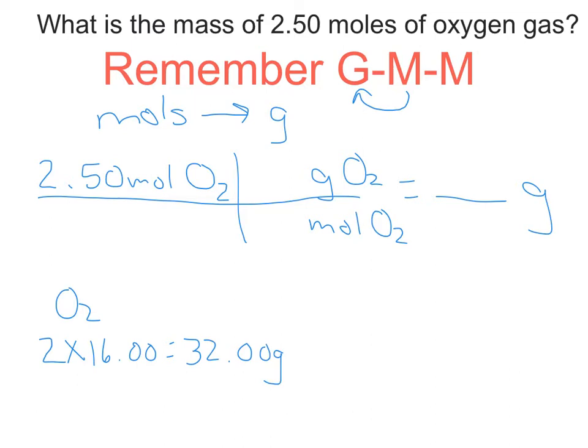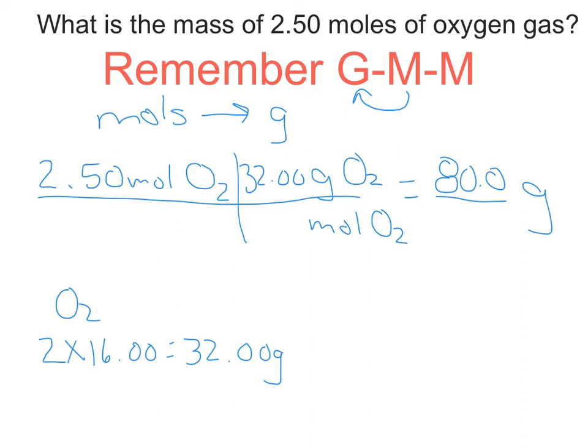So I'm going to take that number right here and plug it in up here by the grams. Alright, so let's do that. 32.00 grams. Okay, now it's a multiplication problem. 2.50 times 32 grams will give you 80 grams, 80.0 grams.